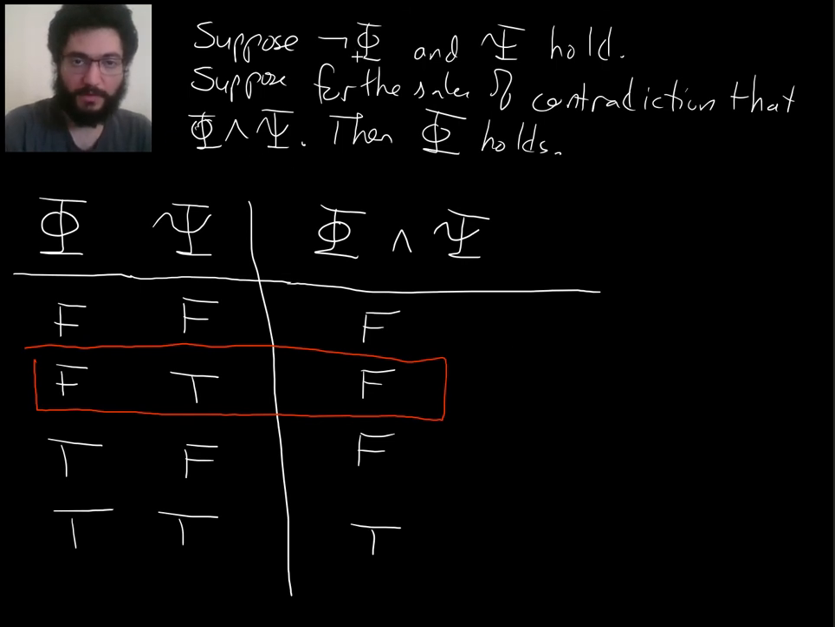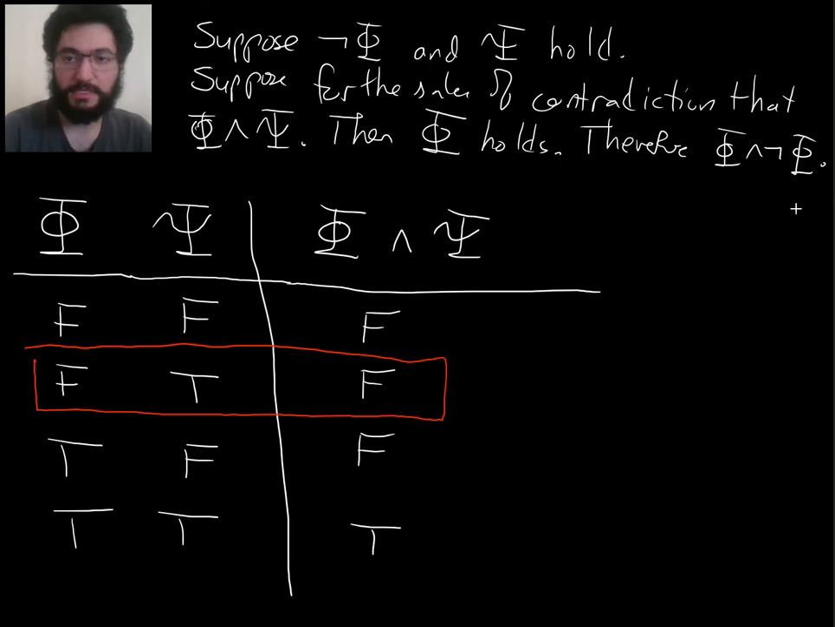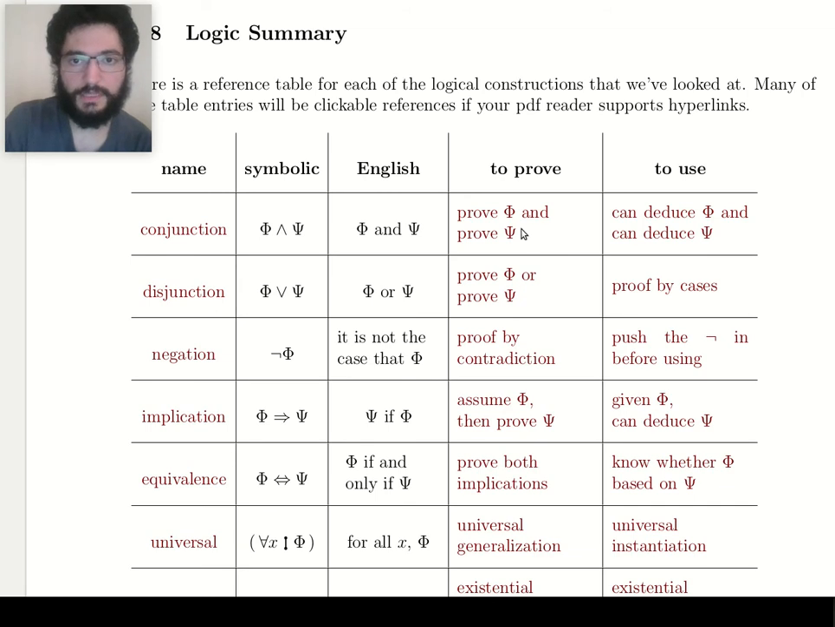Now I have not phi as one of my assumptions up here, and I have phi. This is a contradiction, right? Therefore, phi and not phi. I can deduce this because, again, one of the rules for and, I have this and I have this. Therefore, I can deduce their conjunction. You can see that here, this rule. I can prove a conjunction by proving the two components.